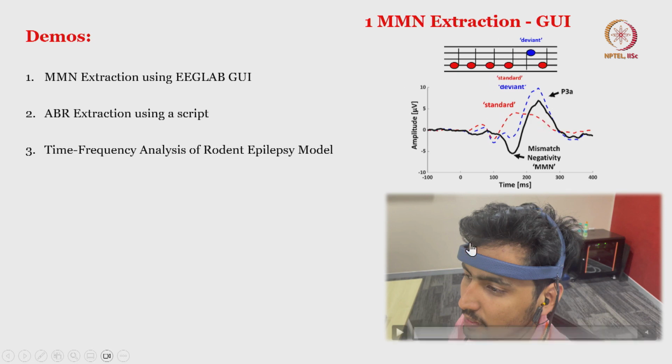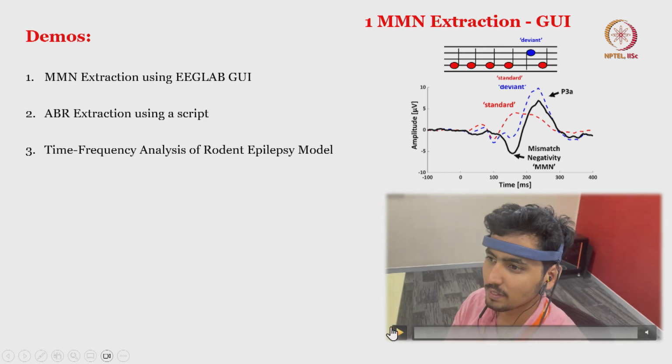Before moving to signal processing aspects, I'll quickly show you how the experiment is performed. This is just a quick demonstration of the first of the 3 demos we are going to see today. For simplicity and understanding, for both MMN and ABR, a similar experimental setup is required. However, the acquisition system is different, which Professor Hardik Pandya would have talked about in detail. I'll just play the video so you'll get an idea of how the experiment is performed.